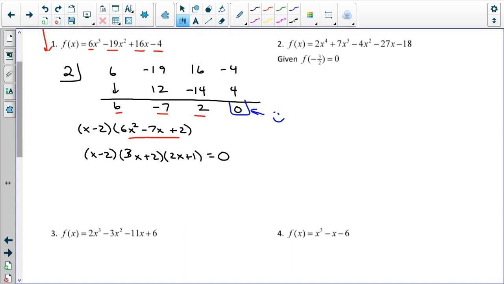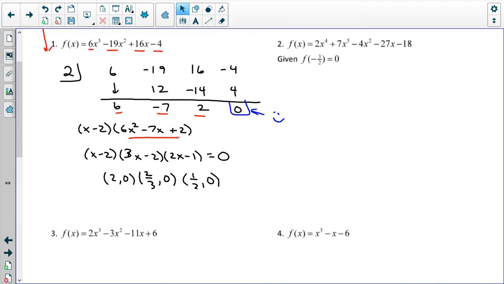Since I'm finding x-intercepts, this equals 0. I have 2, 0, negative 2/3. Oh, shoot. I did the same thing on the other side of the page. So these should be minus signs. So I have 2/3, 0, and 1/2, 0. Sorry about that. Okay, now here is where synthetic division gets a little bit complicated.